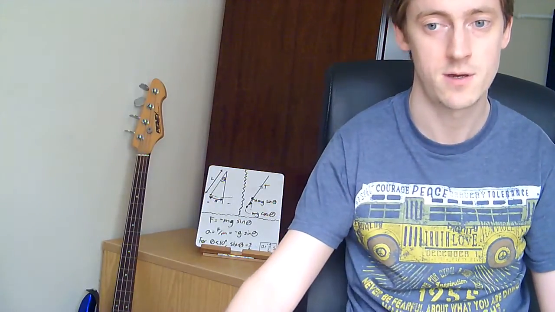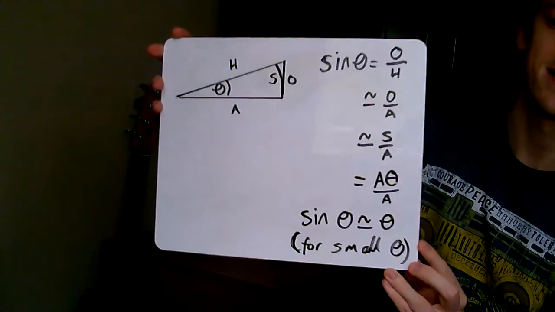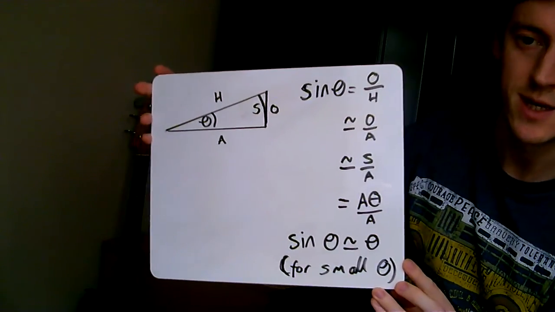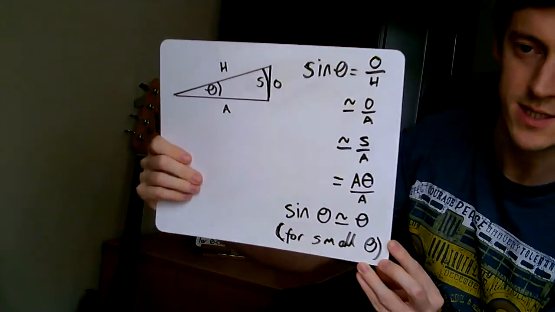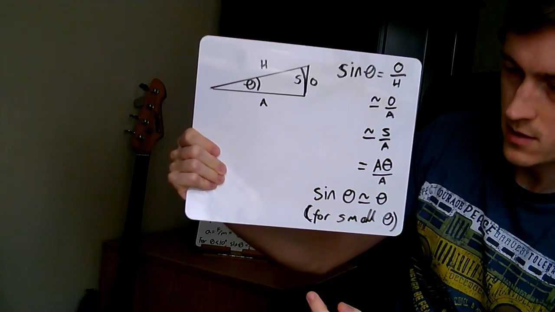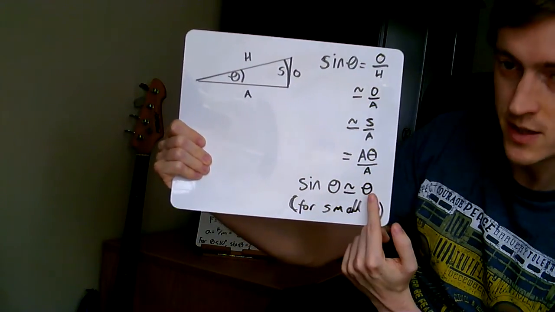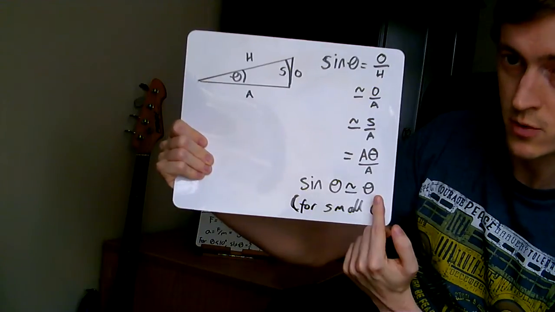Are you ready for this? Second board, didn't expect that, did you? This is the small angle approximation. Again, the thing that you really need isn't all the bump around it, you just vitally need to know that sine theta is approximately equal to theta. That's the small angle approximation.